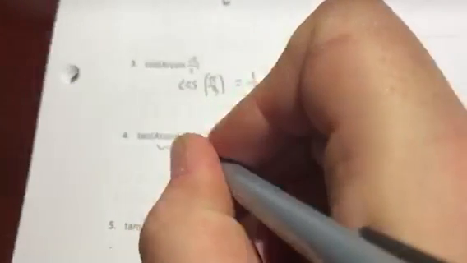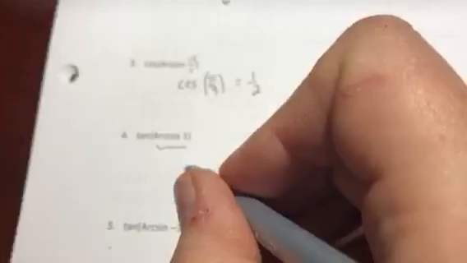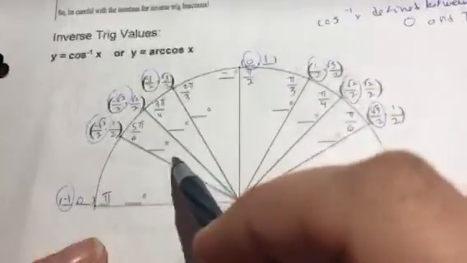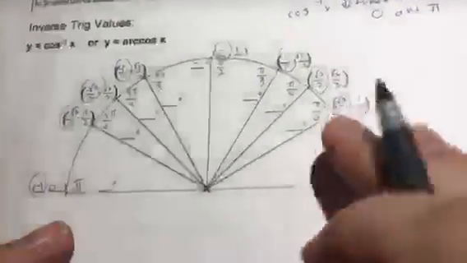Okay, next one. Tangent of arc cosine of 1. So we're going to do this first. We're going to find arc cosine of 1. So you're going to take your arc cosine, and remember, arc cosine is quadrants number 1 and 2, and arc cosine is 1 at 0 or 0 pi.